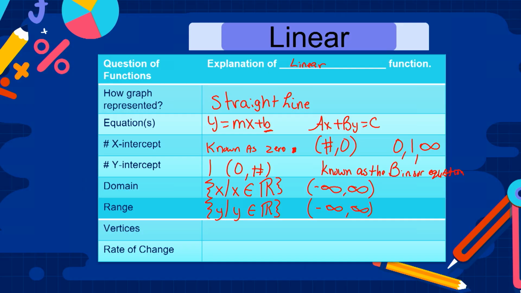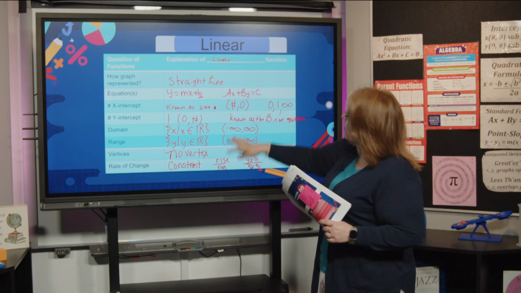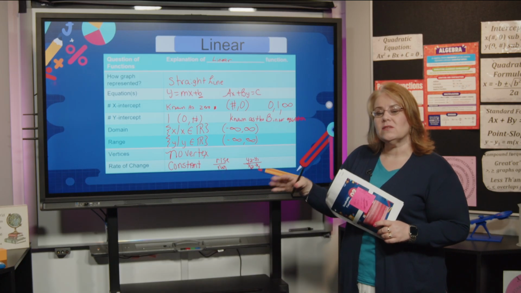Now, we do not have a vertex for our linear functions. We just don't have that. Now, what about our rate of change? My rate of change is going to be constant, and it's also known as my rise over run. Sometimes we'll see it as y2 minus y1 over x2 minus x1. So this is all the information that we need to know about those linear functions.